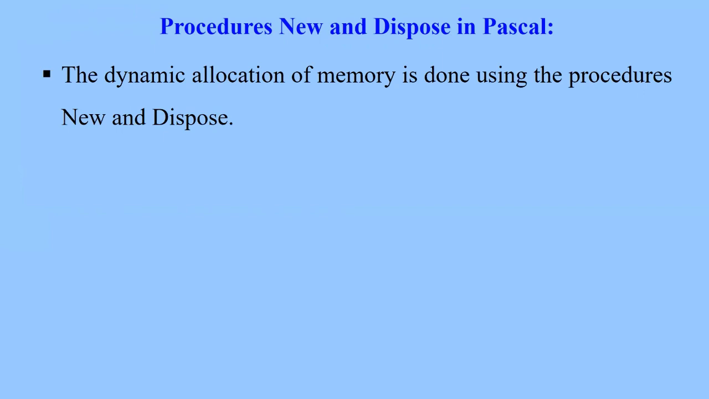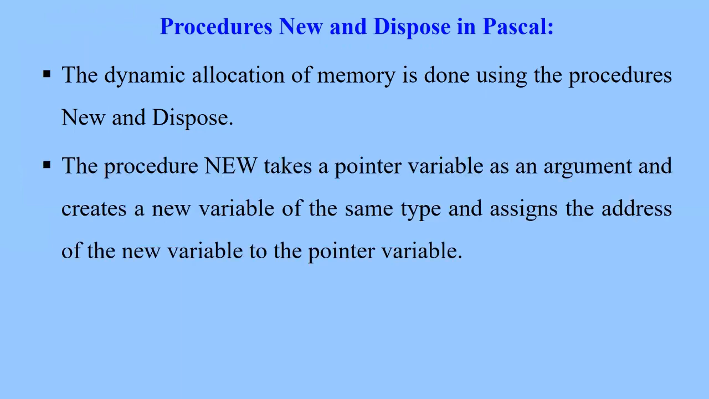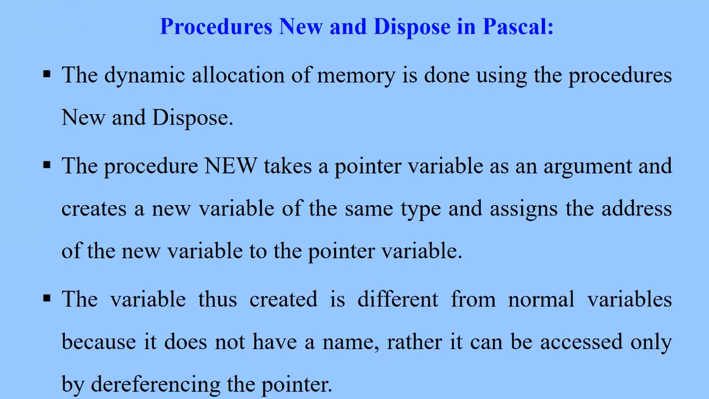Let's now look at procedures new and dispose in Pascal. The dynamic allocation of memory is done using the procedures new and dispose. The procedure new takes a pointer variable as an argument, and it creates a new variable of the same type and assigns the address of the new variable to the pointer variable. The variable that's created is different from normal variables because it does not have a name. Rather, it can be accessed only by referencing the pointer.